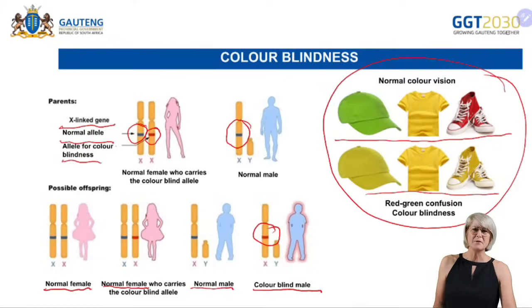In the exam, if they give you another example, then they will give you all the information that is required. But these ones, you need to learn them. You need to know that it's caused by a recessive allele and that the allele is on the X chromosome.